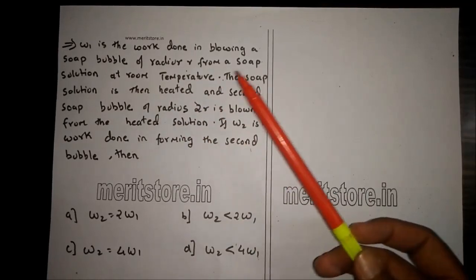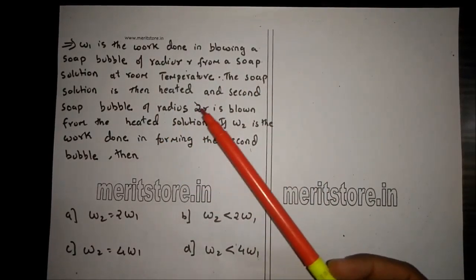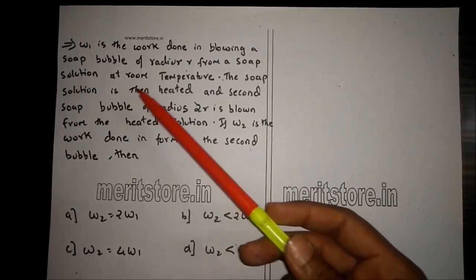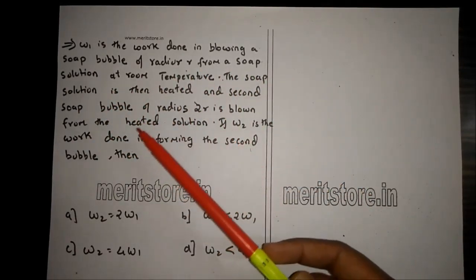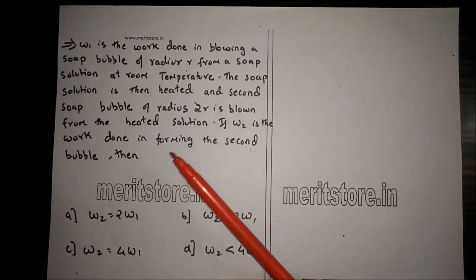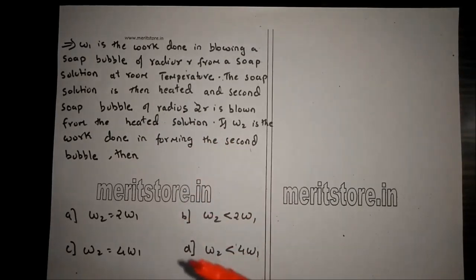W1 is the work done in blowing a soap bubble of radius r from a soap solution at room temperature. The soap solution is then heated and a second soap bubble of radius 2r is blown from the heated solution. If W2 is the work done in forming the second bubble, then here are the conditions.